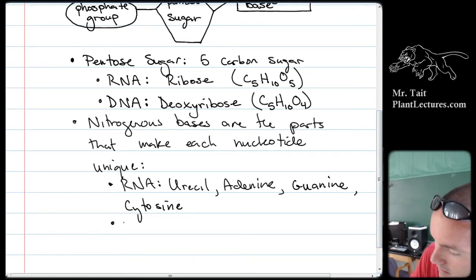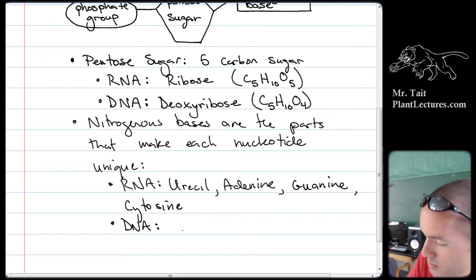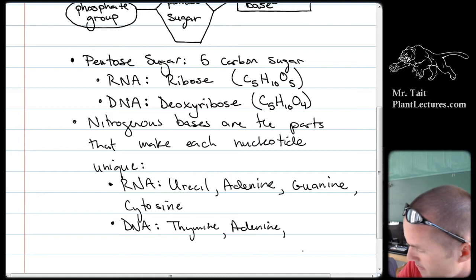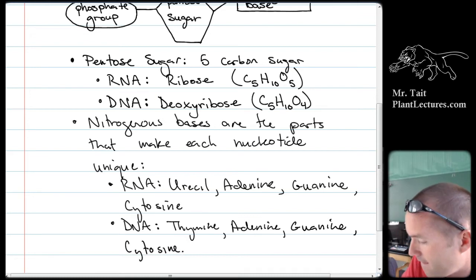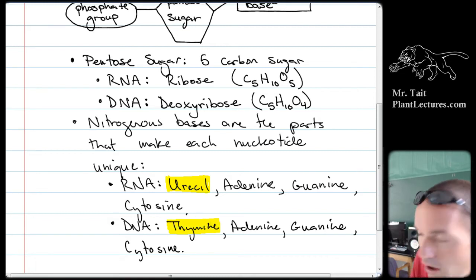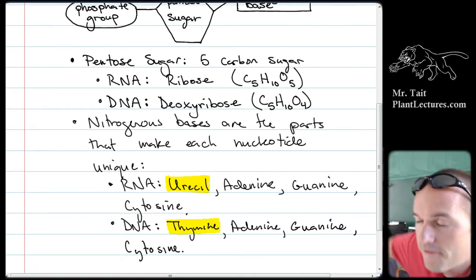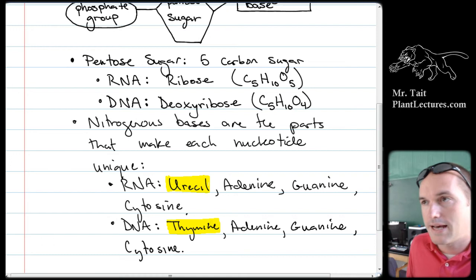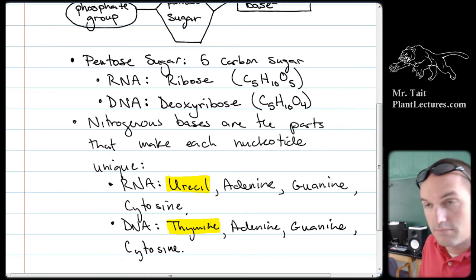And in DNA, uracil gets replaced with thymine. So you have thymine, adenine, guanine, and cytosine. And so you can see the differences between the two are uracil and thymine. So overall, we could say that there are 5 different nucleotides. The 5 different nucleotides are uracil, thymine, adenine, guanine, and cytosine. Everybody agree?